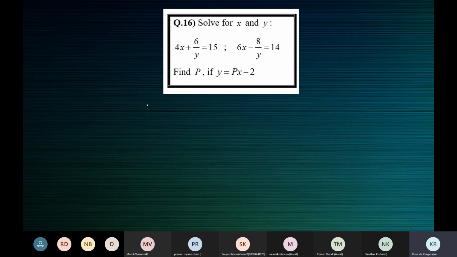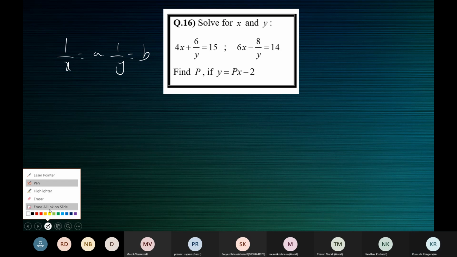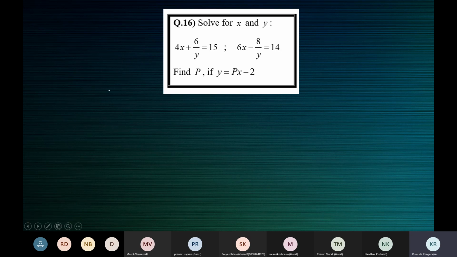If you have a variable, or both the variables, in the denominator, then you must say let 1 by x be a, let 1 by y be b. But here x is in the numerator. X is fine. It's not that you must say both 1 by x and 1 by y. Nothing like that. 4x is in the numerator, don't disturb that. Y is what is in the denominator. So 4x plus 6 into 1 by y is equal to 15, isn't it right?